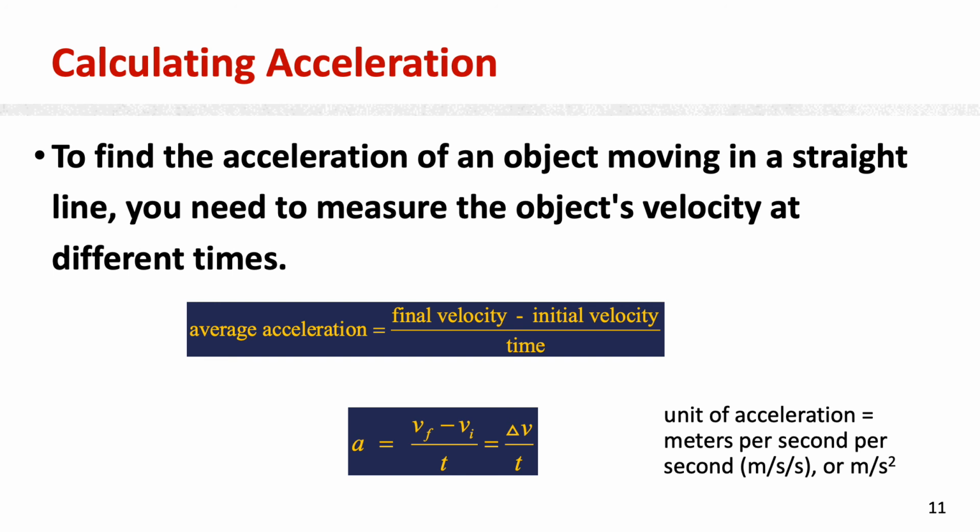So we calculate the average acceleration: average acceleration equals the change in velocity, which means final velocity minus initial velocity, divided by time. This is the average. The unit of acceleration is meter per second per second, or we can say meter per second squared. This is how we calculate acceleration.